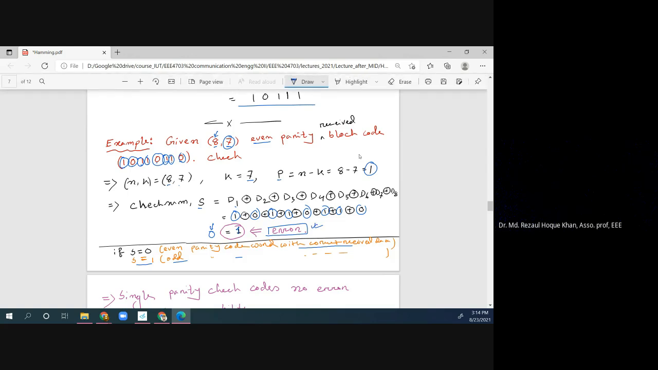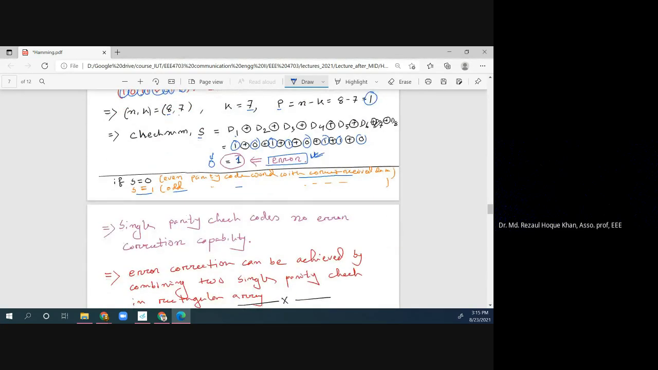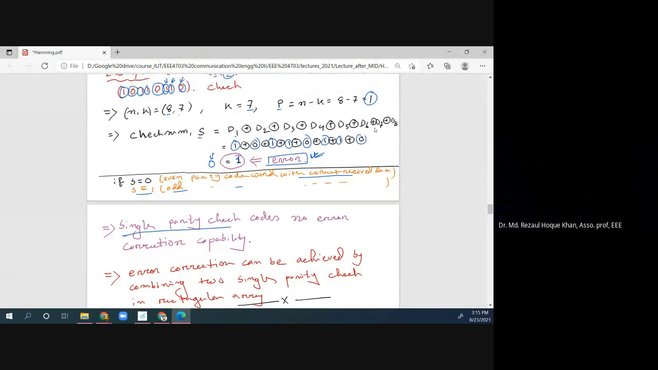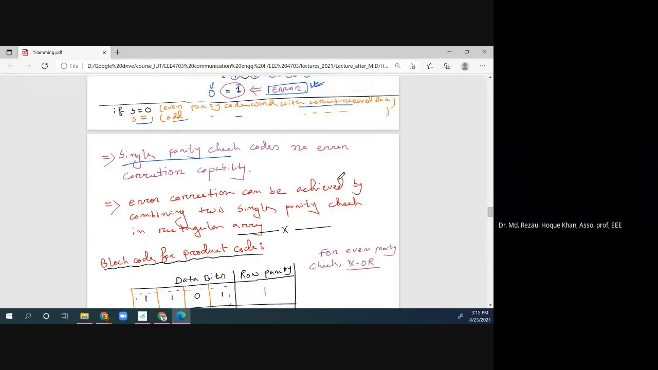We do not know where the error is. Even or odd parity cannot tell us where the error is. It can tell us there is an error, but at what position, it cannot say. Which bit is in error? It cannot give us that because it's a single parity check code. Odd and even parity check code is a single parity check code. It cannot correct it because it does not know at which position. It knows an error has happened, but it does not know where.